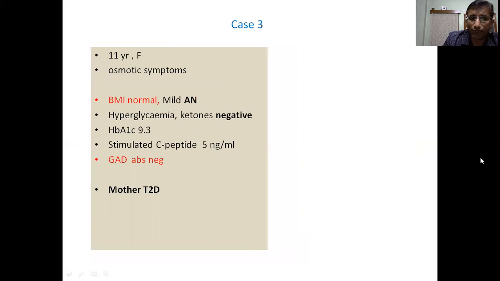Moving to the next case, an 11-year-old girl, normal BMI, very mild acanthosis nigricans, ketones were negative, high HbA1c, stimulated C-peptide 5 nanogram per ml, which is within the normal range, and GAD antibodies negative, but family history of type 2 diabetes. So she responded to metformin. So she is a lean type 2 diabetes. My point in this child is that being lean does not rule out type 2, because there is a subgroup of type 2 which is called lean type 2, and is more commonly seen in the South Asian population because of our increased visceral adiposity, which increases insulin resistance at the hepatic, muscle, and adipose tissue levels.